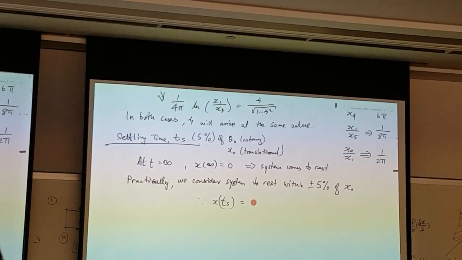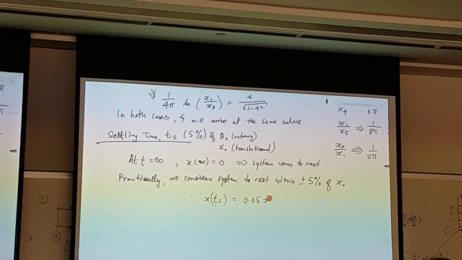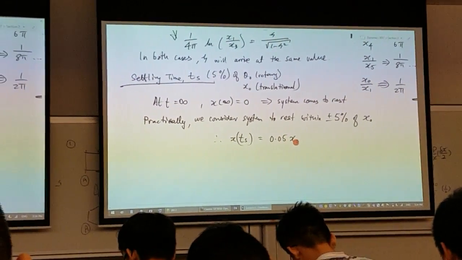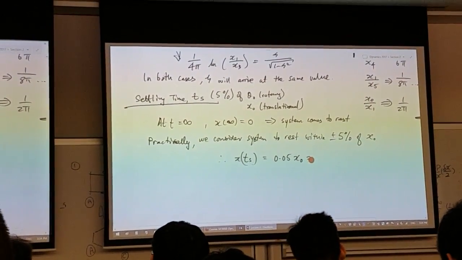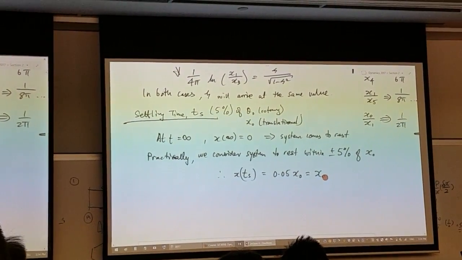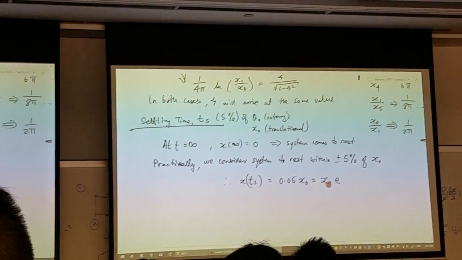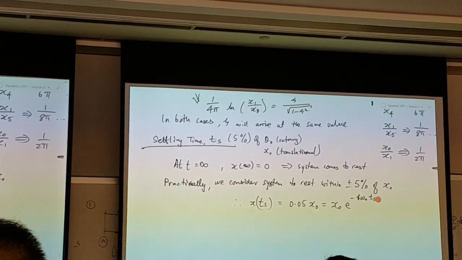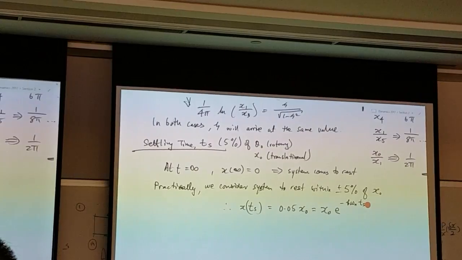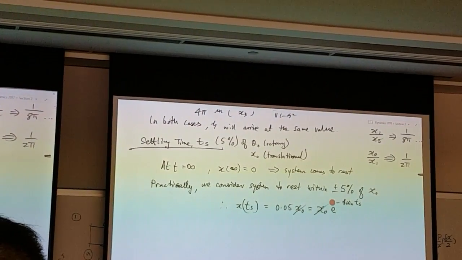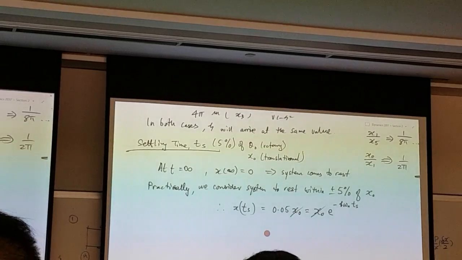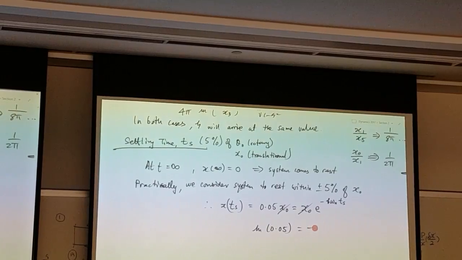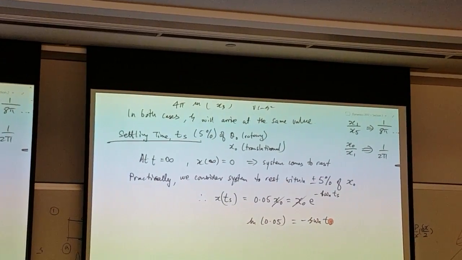So that will be equal to 5% of x naught, that is 0.05 times x naught, equal to the successive amplitudes expression, x naught e to the minus zeta omega n ts. So this x naught can be cancelled. And then I take ln on both sides. ln 0.05 must be equal to minus zeta omega n ts.